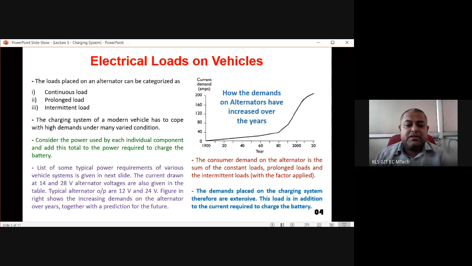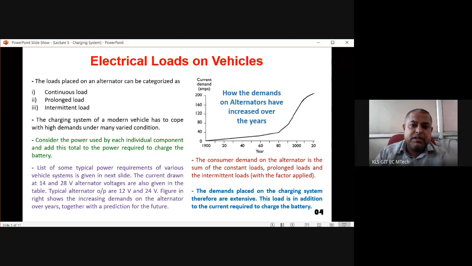The demands placed on the charging system therefore are extensive. So charging systems are extensively under pressure. Huge amount of power is continuously being asked from them. So this load is in addition to the current required to charge the battery. So it is not only the requirement by the other accessories in the car, but charging the battery is also there. So charging the battery, you can say it's a continuous load.